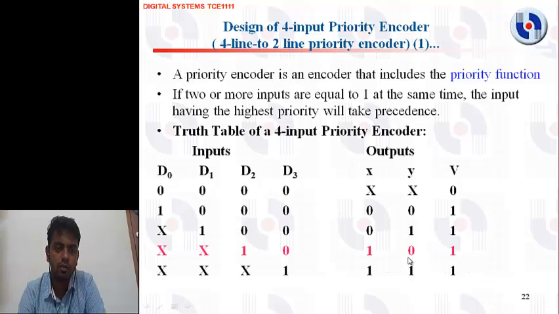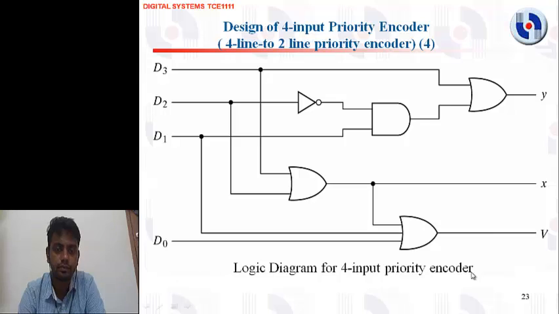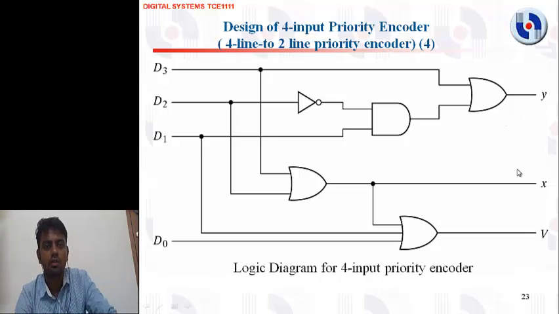The truth table for the 4-line priority encoder is like this. This is the basic construction diagram where we can see NOR gates are used. This is the AND gate and another NOR gate. This is the inverter. So D0, D1, D2, D3 are the 4 inputs we are given, and the 2 outputs, X and Y, we are getting from this 4-line to 2-line priority encoder.